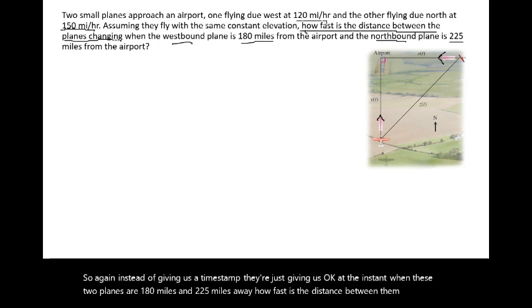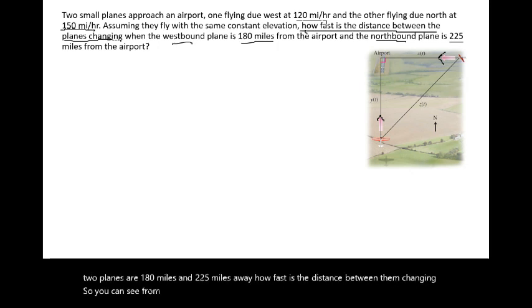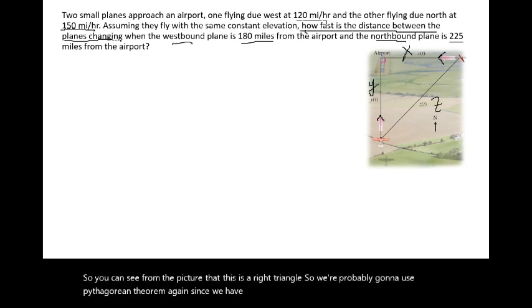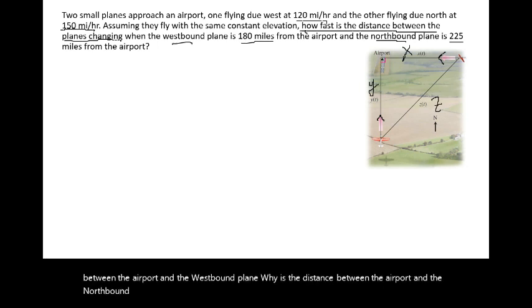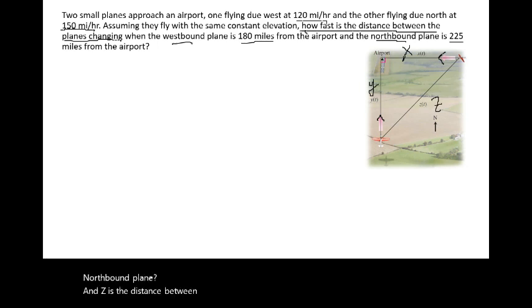So you can see from the picture that this is a right triangle. So we're probably going to use the Pythagorean theorem again, since we have the three sides of a right triangle. X is the distance between the airport and the westbound plane. Y is the distance between the airport and the northbound plane, and Z is the distance between them. Now remember, the planes are flying toward the airport.